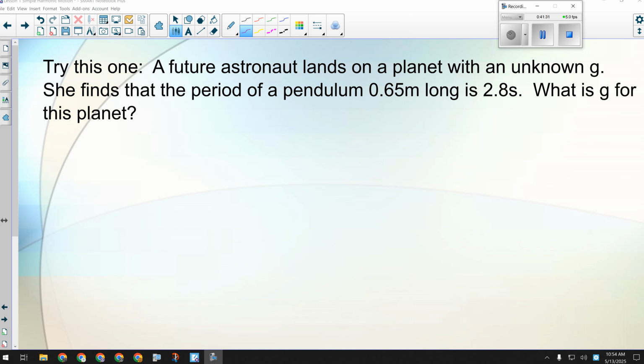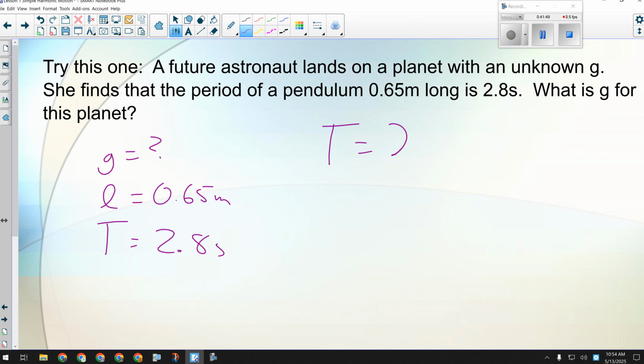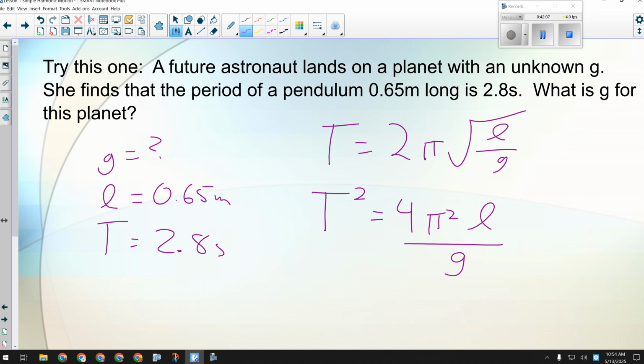Okay, let's have a look at this one. We're being asked to find little g, and we're told the length of the pendulum, 0.65 meters, and we're told the period is 2.8 seconds. So T equals 2 pi times the root of L over g, and we're trying to solve for g, which is under the root. So the first thing we have to do is square the entire formula. T squared equals 4 pi squared times L over g, and now I just want to swap g and T squared. So g will be 4 pi squared times L over T squared. So 4 pi squared times 0.65 meters divided by 2.8 squared.